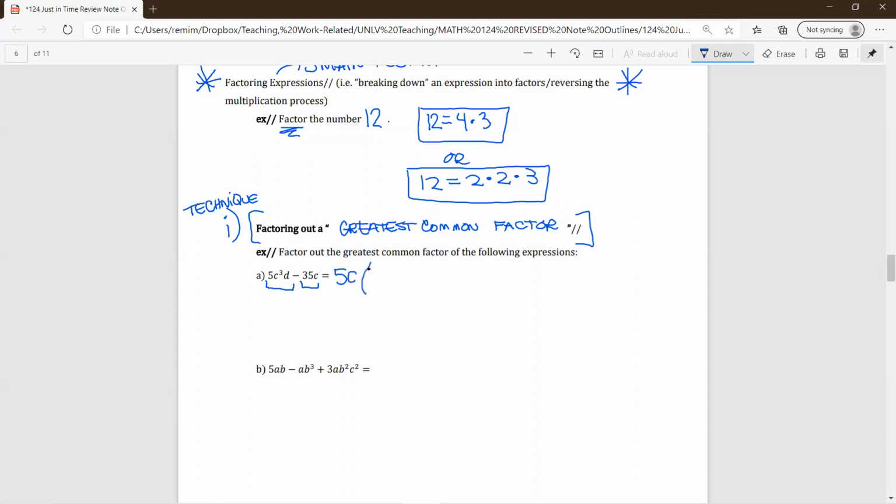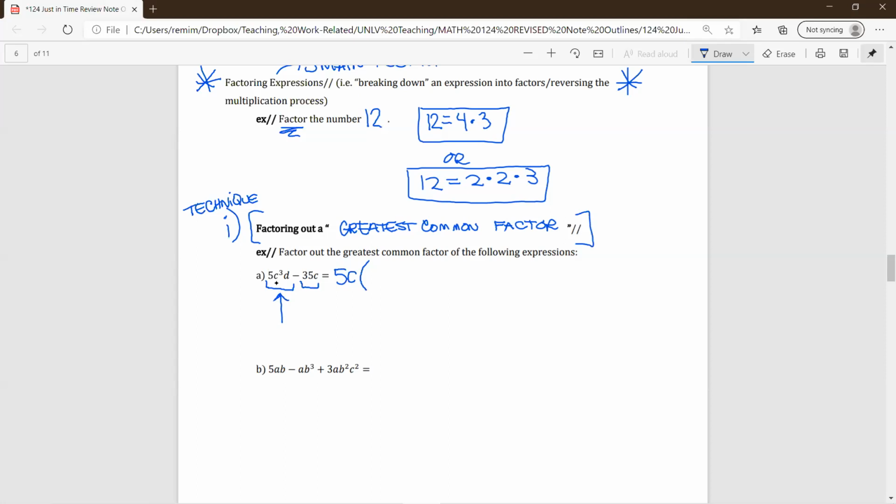And then I'm gonna write parentheses, because remember, we are undoing the multiplication process. So we're gonna write the parentheses to tell us that we are multiplying. And you go term by term, so we're gonna start with this term. And we are pulling the 5c out of each of these terms. So if we take a 5c out, what will we be left with from this first term?